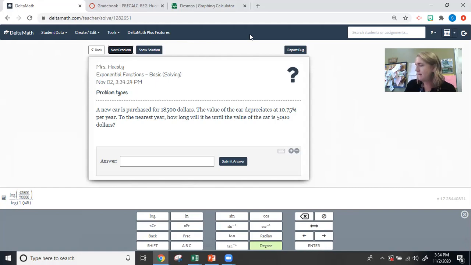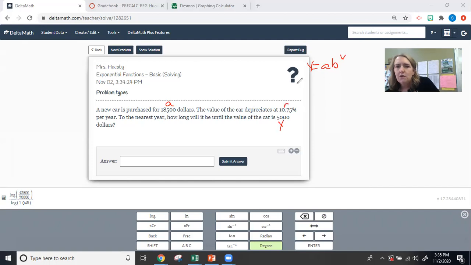So let me get my handy dandy pen. This is my initial, my A. Remember my formula is y equals a times b to the x power. So my A is 18,500. My final value, that is y. And then this is my rate in percentage.